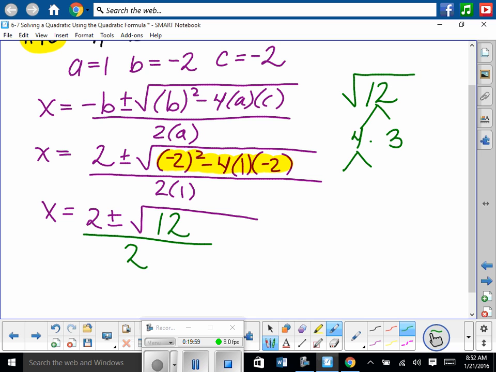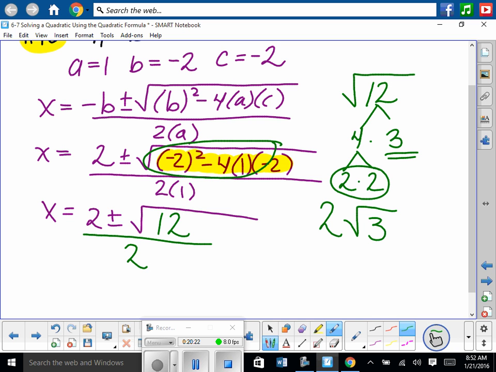4 breaks down into 2 times 2. With square roots, we're pulling out groups of. So we're going to pull out a 2. Do not pull out 4, right? We're pulling out a 2 because technically we're taking the square root of 4, which is 2. So we pull out a 2 for those two 2's. Left underneath is a 3. So we have 2 square roots of 3. So this simplified to be 2 square roots of 3.